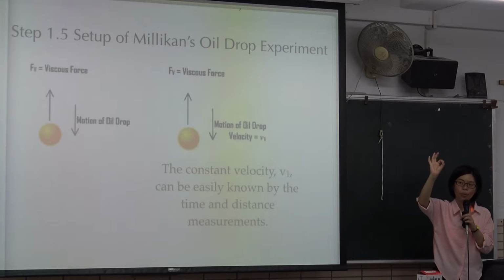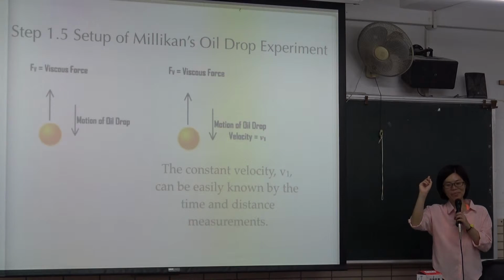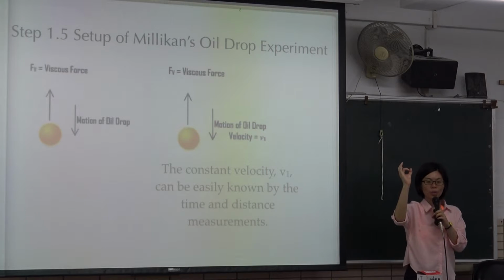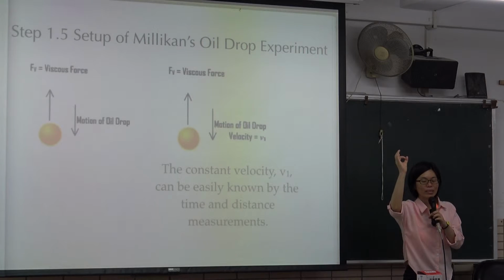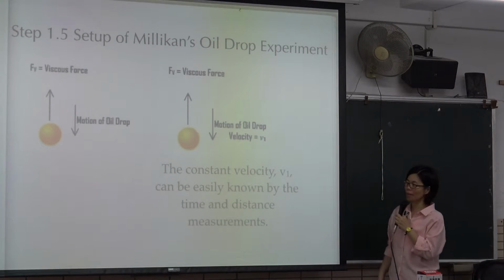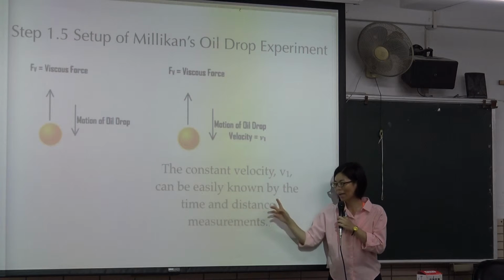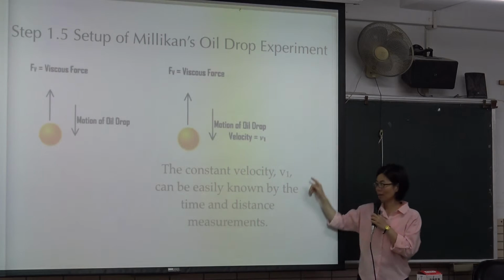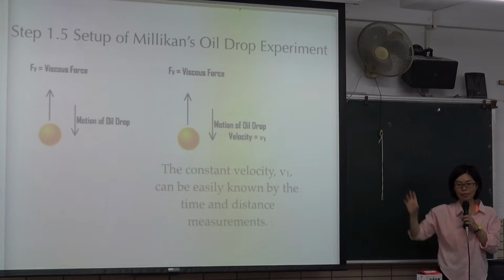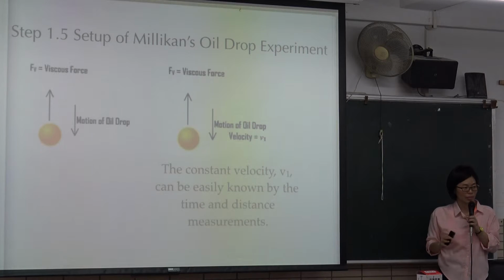the viscous force. When the gravitational force and the viscous force are equal, then you can see the oil droplets will be in a steady velocity. Then you can easily know the constant velocity by checking the time and the distance. By checking the time from A to B, you know the velocity. Velocity equals distance divided by time, so constant velocity is very easy to measure.